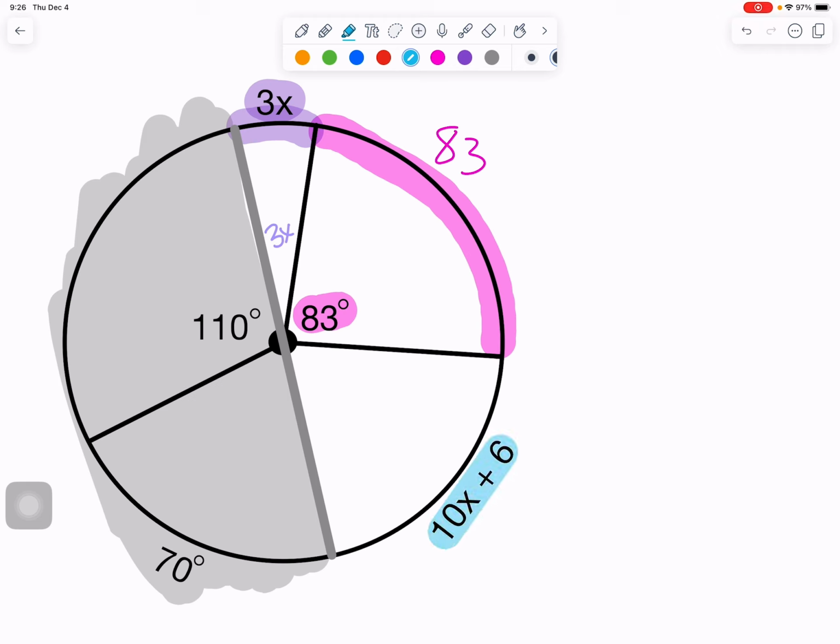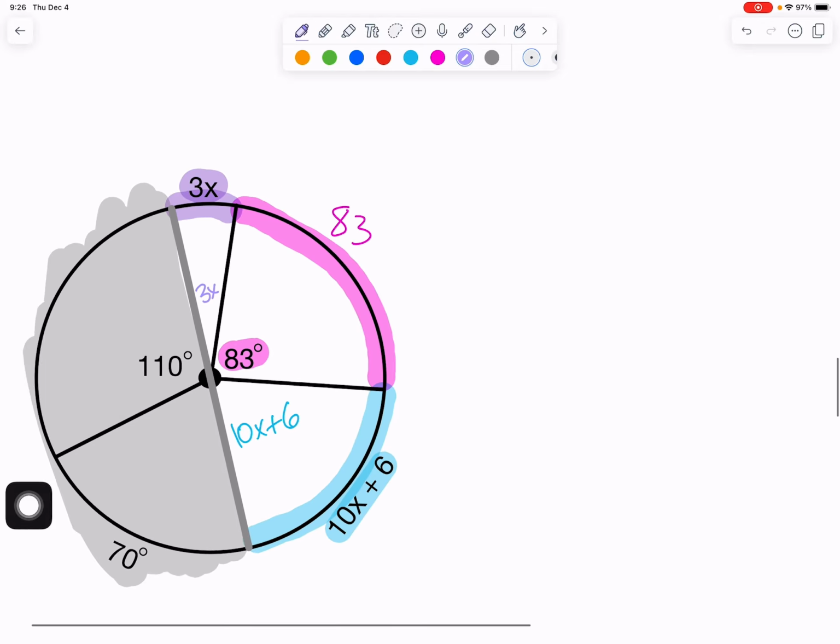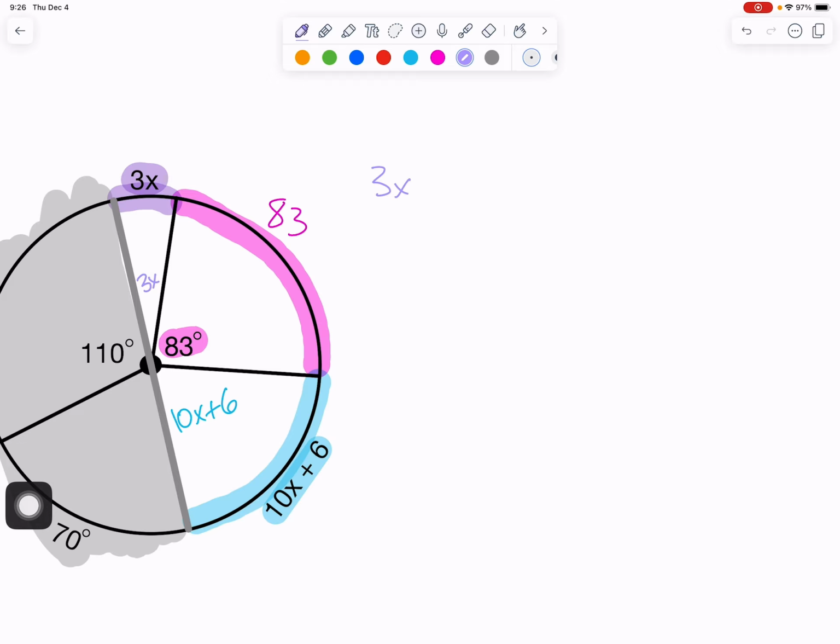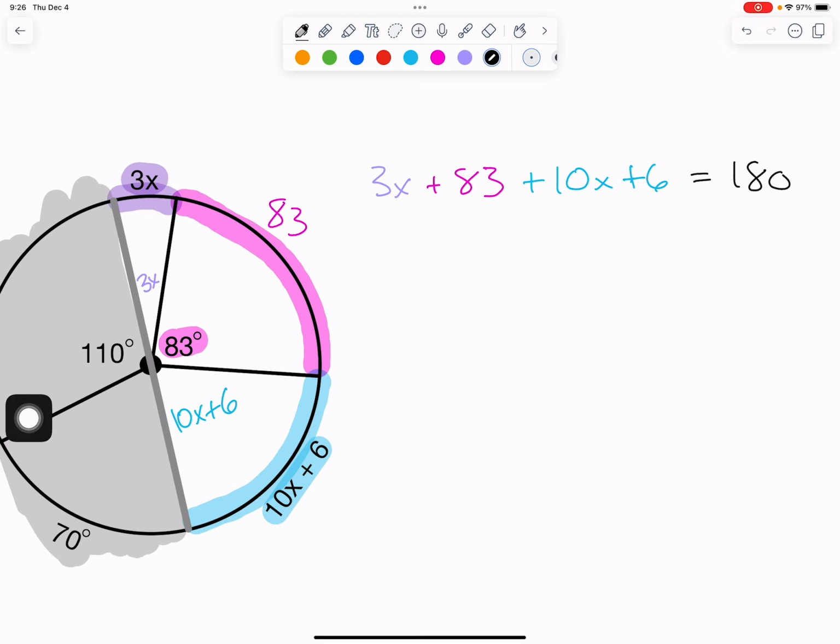I am going to highlight our arc of 10x plus 6. And its central angle is also then, yes, 10x plus 6. Let's go ahead and write this out. And this time I am starting with a 3x in the light purple. We will add the 83 to it. We will add the 10x plus 6. And we will set that equal again to not 360, but 180. We are cutting the work in half because half of the pizza's already gone. And then we can start thinking about creative shortcuts later down the road. Let's get those minds in motor mode.